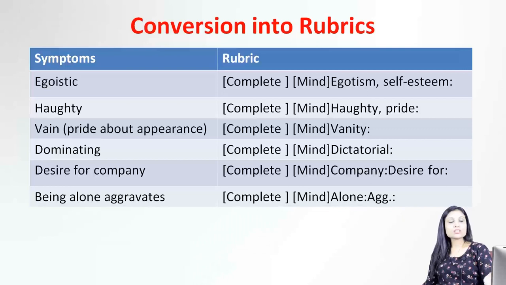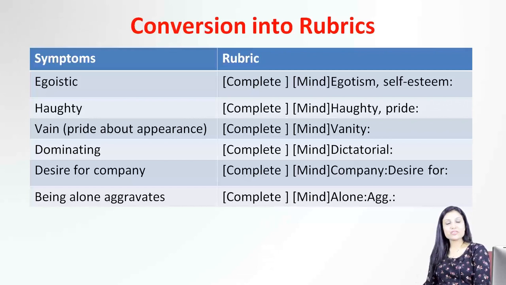Now this is how we converted them into rubrics. Egotism, self-esteem. Haughty, pride. Vain became vanity. Dominating, dictatorial. Desire for company, company desire for. And being alone aggravates is very straightforward, alone aggravation. So now let's repertorize these rubrics using Zomeo.